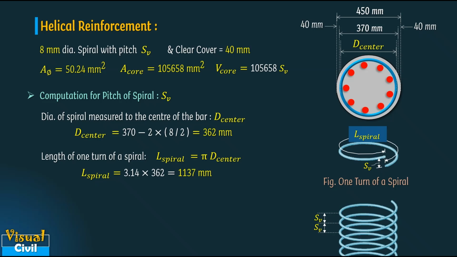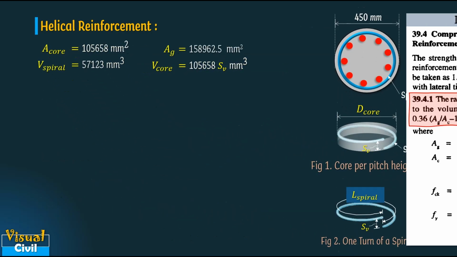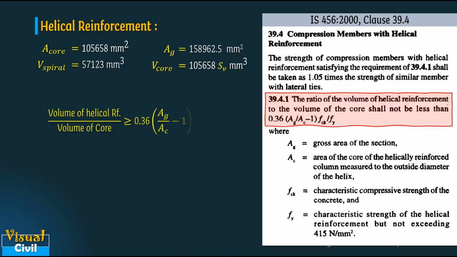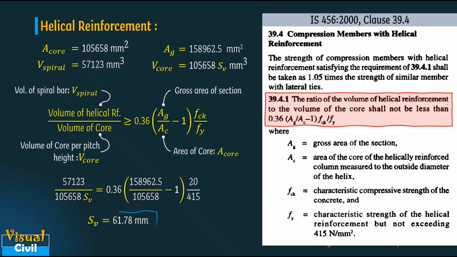1137 mm. Finally, using this length and the cross-sectional area of the spiral bar, we calculate the volume of one turn spiral. The result is 57,123 cubic millimeters. Now we have gathered all the required parameters. So let's move on to solving the expression given in clause 39.4.1. After substituting the values and carrying out the calculation, we find that the pitch of the spiral or helical reinforcement comes out to be 61.78 millimeters.